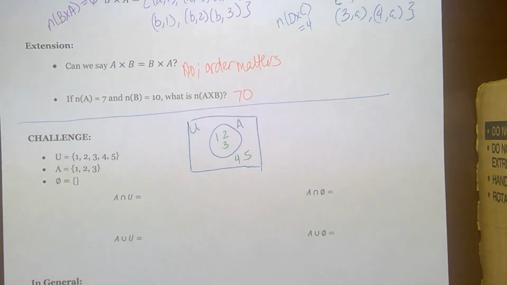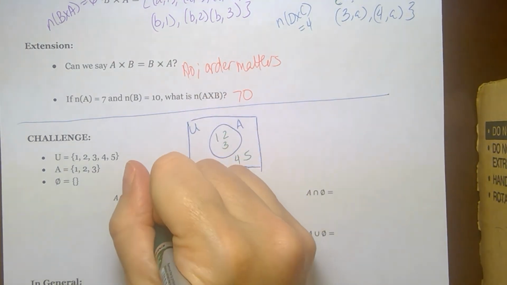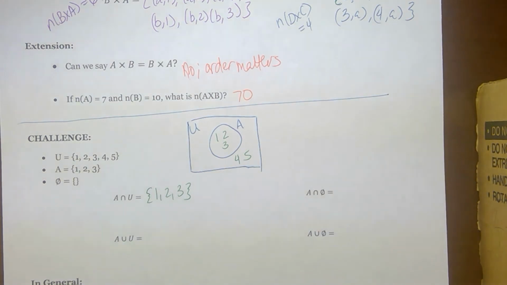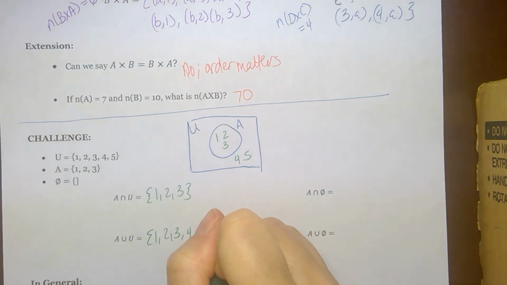Let's answer some questions about that. A intersects the universal set. What do A and the universal set have in common? Well, they share 1, 2, 3. A or the universal set. If it's in A or in the universal set, we get to include it. Well, the universal set is everything. So that is 1, 2, 3, 4, 5.